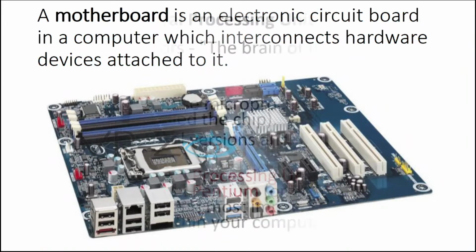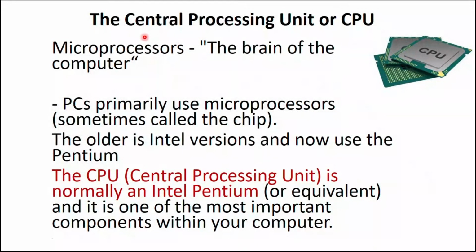Now go to the central processing unit or CPU. Microprocessor. It is considered the brain of the computer. And when we say CPU or central processing unit, it means a processor. For example, we have Intel Pentium. It is the most important component within your computer. Here we have some examples of the processor or CPU.